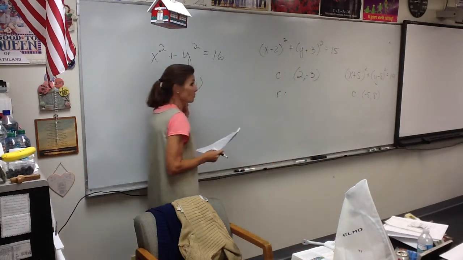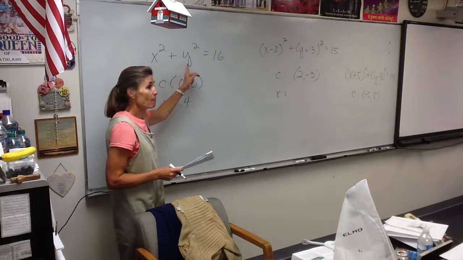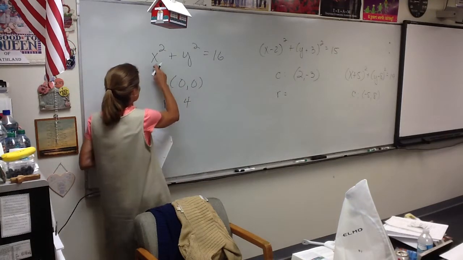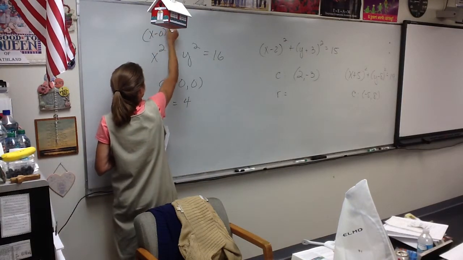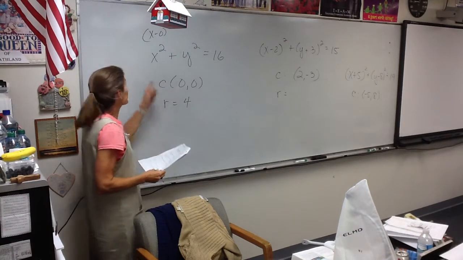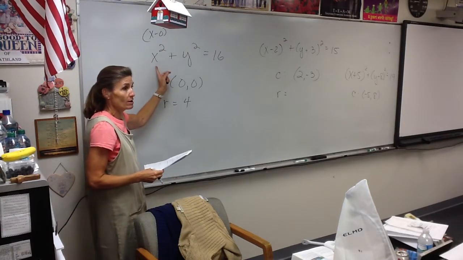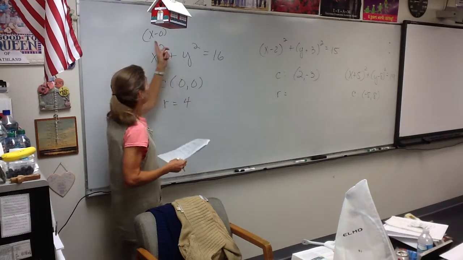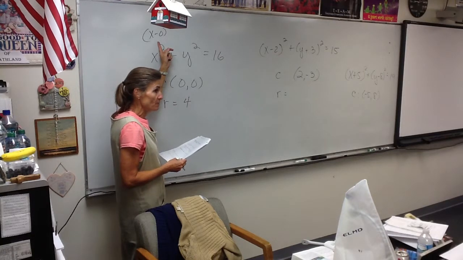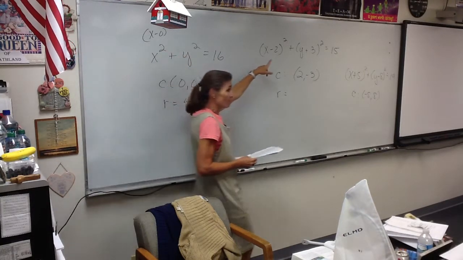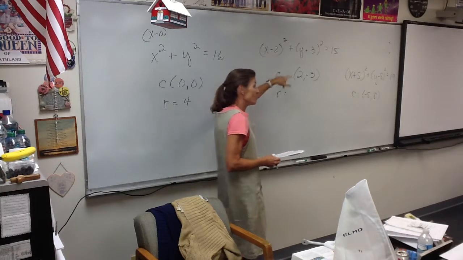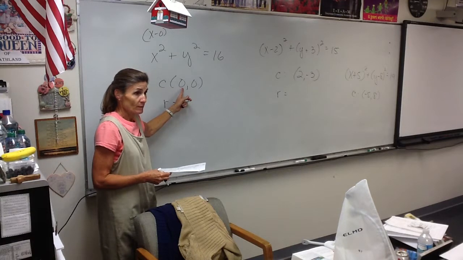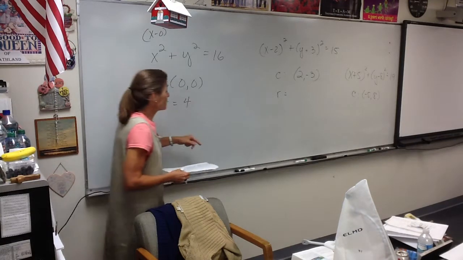Now let's back up to this one. This one doesn't have parentheses, like that one does. This one, there is no number added to the x. It's like x minus 0. There's no number there. That's why the center is at 0, 0, because there's no extra number attached to it in the parentheses. You take the opposite of the number that's attached to it, but if there is no number, then it's just going to have to be 0. Got it?